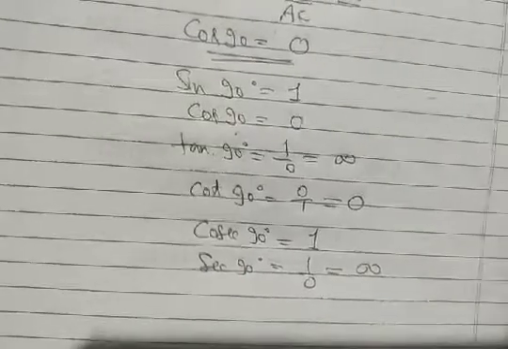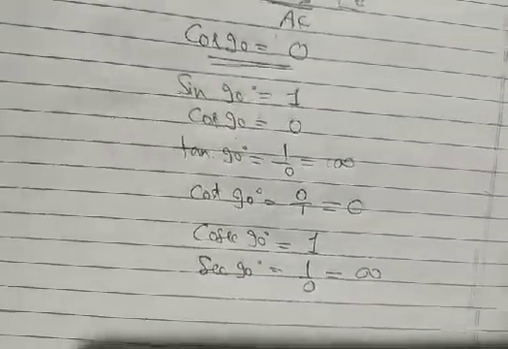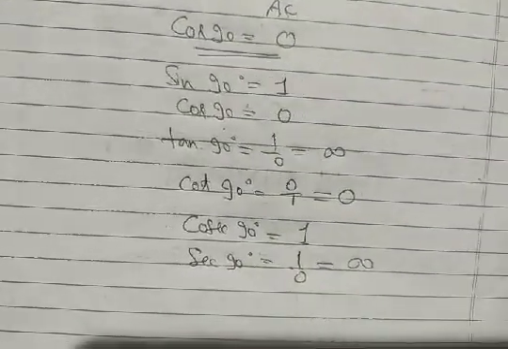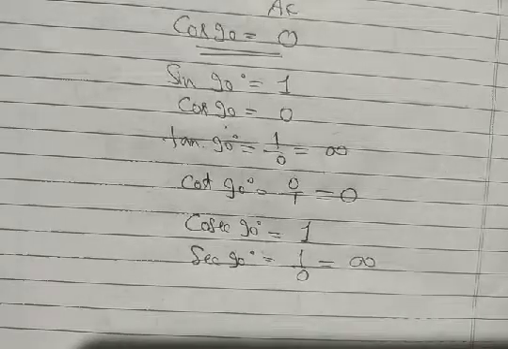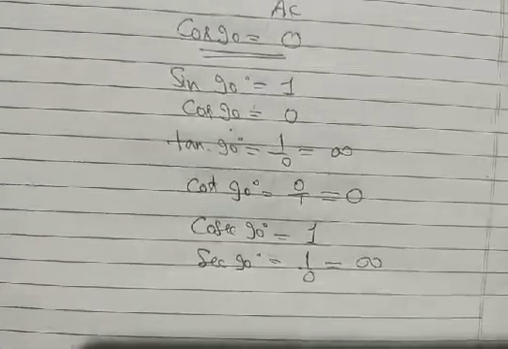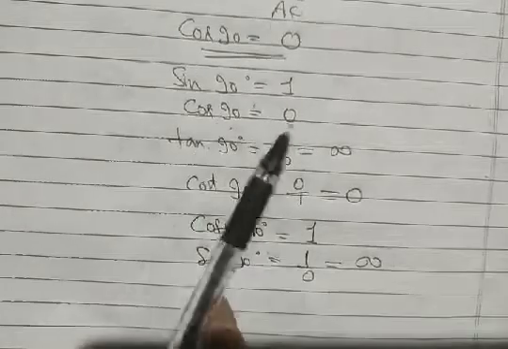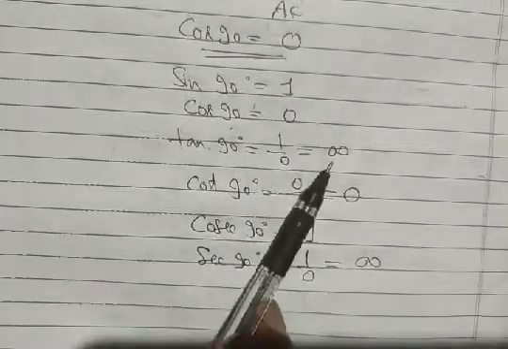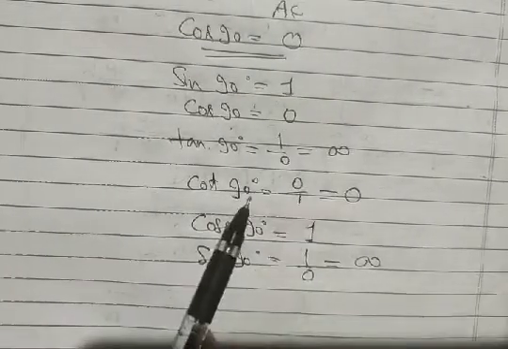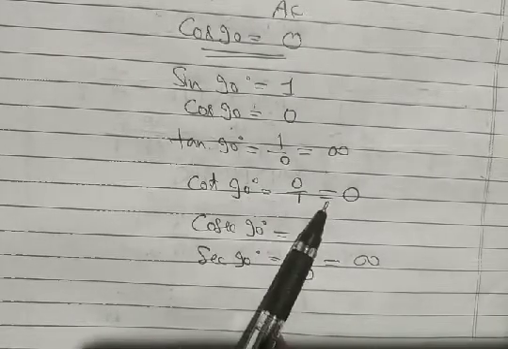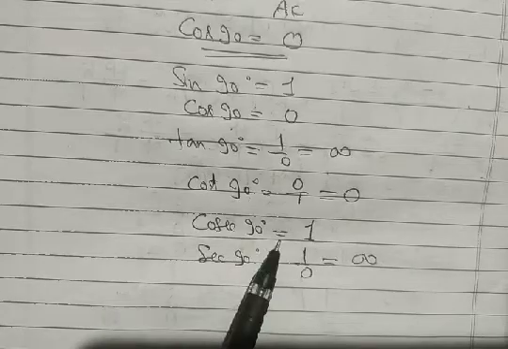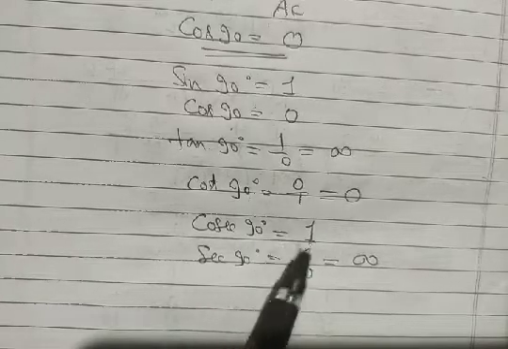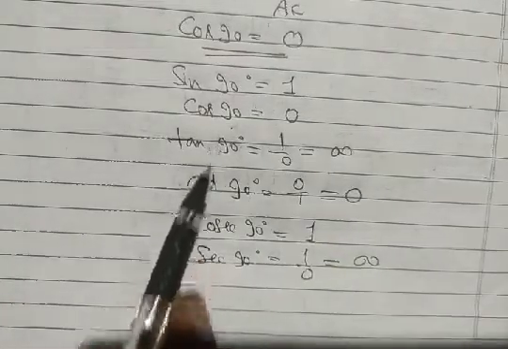Then what are the trigonometric values at 90 degrees? Sin 90 is 1. Cos 90 is 0. Tan 90 is not defined or infinity. Cot 90 is 0. Sec 90 is not defined and cosec 90 is 1. Then we get our trigonometric ratios.